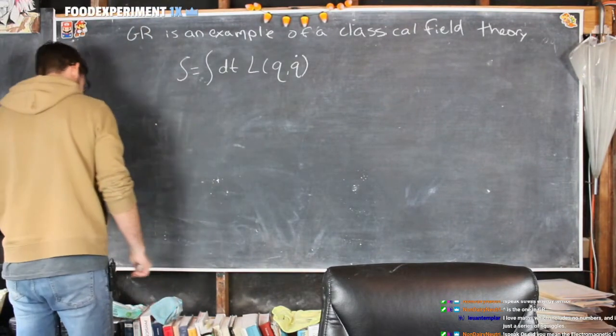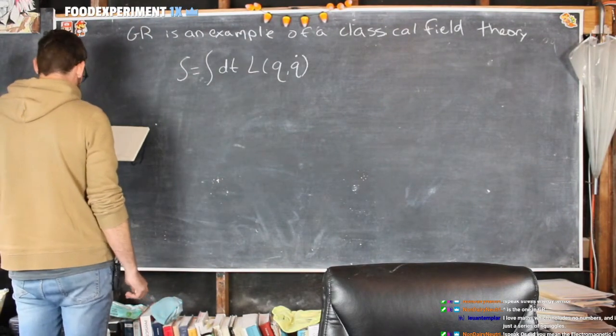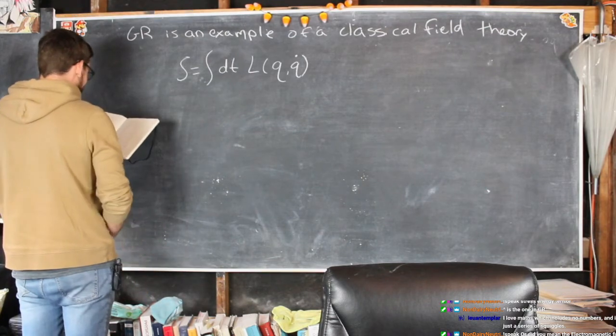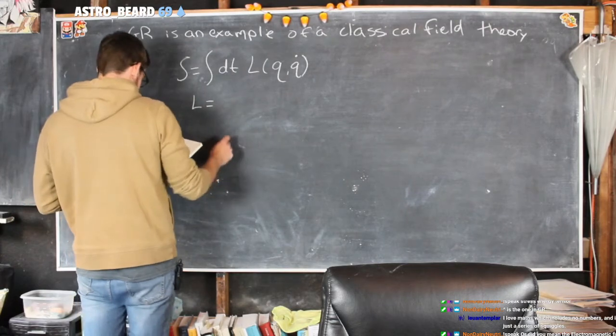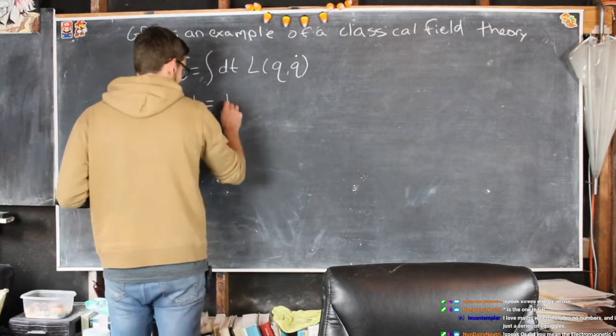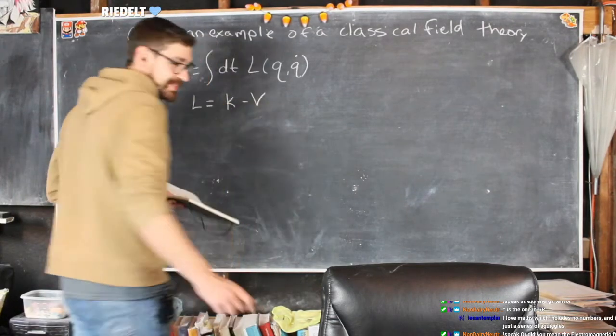That is funny. Okay. Well, the Lagrangian of a point particle is typically written as the kinetic energy minus the potential energy.